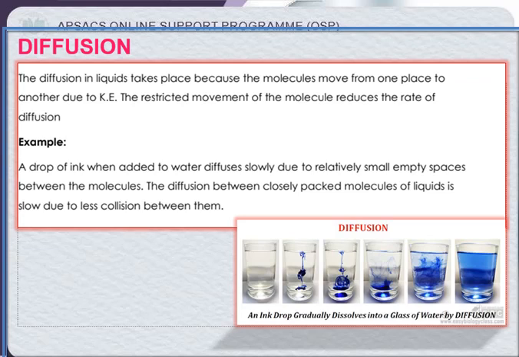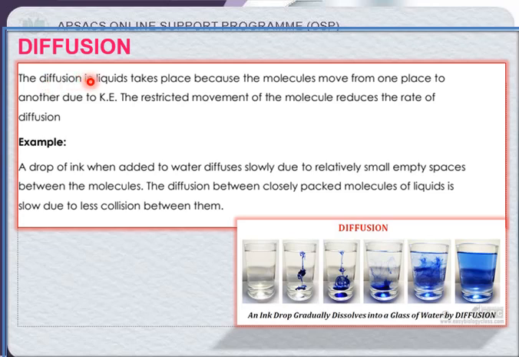Number one property of liquid is diffusion. What is the concept of diffusion? Diffusion in liquids takes place because the molecules move from one place to another due to kinetic energy. The restricted movement of the molecules reduces the rate of diffusion. Diffusion is the transfer of molecules from higher concentration to lower concentration. But in liquid, the diffusion is restricted due to the cluster formation of liquid. The force of attraction between the liquid particles is much stronger.